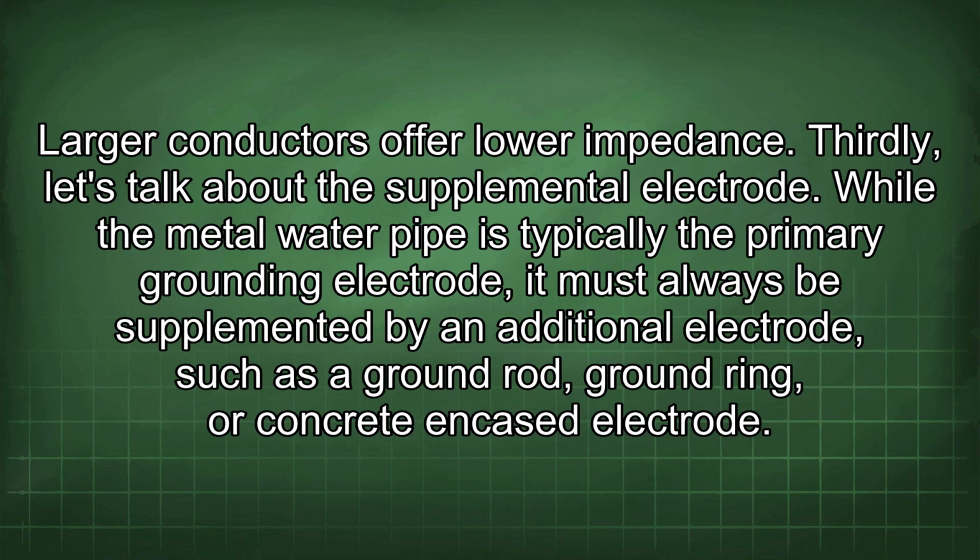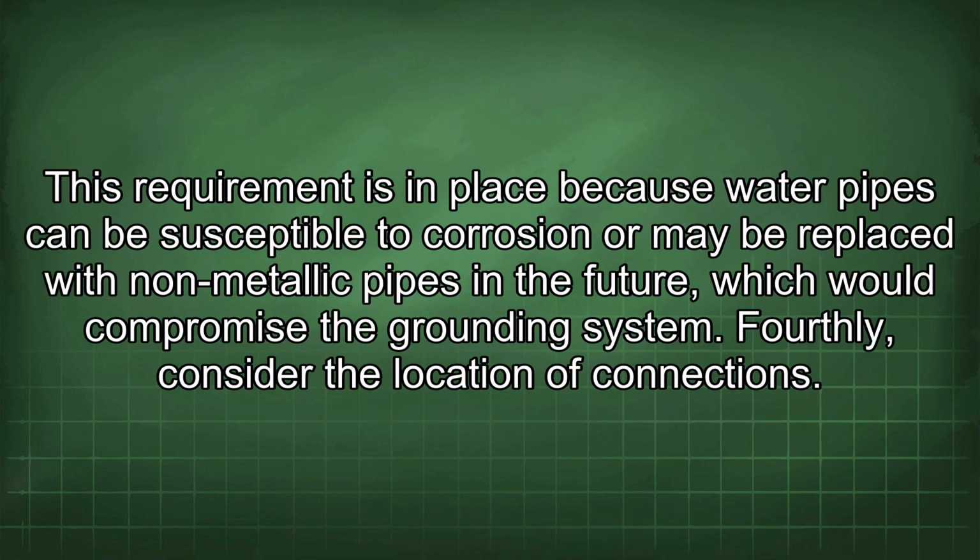Thirdly, let's talk about the supplemental electrode. While the metal water pipe is typically the primary grounding electrode, it must always be supplemented by an additional electrode, such as a ground rod, ground ring, or concrete encased electrode. This requirement is in place because water pipes can be susceptible to corrosion or may be replaced with non-metallic pipes in the future, which would compromise the grounding system.